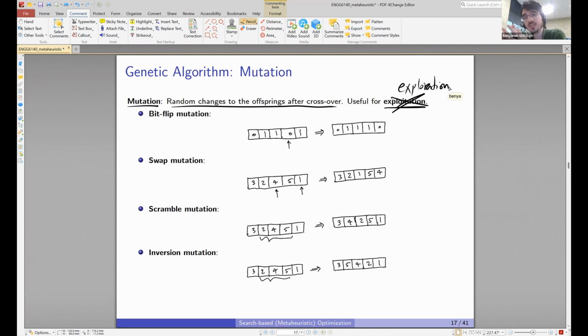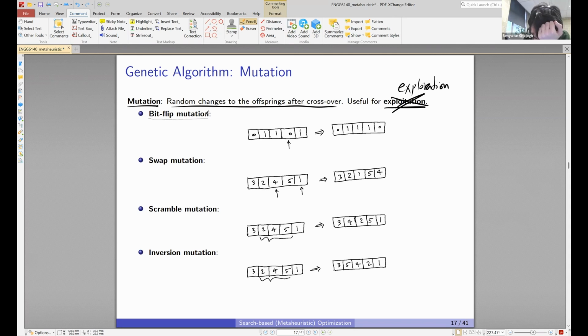What does it mean? It means that you have a child, but you also apply some random change in it for mutation, so it goes further away in the landscape, so it can search some maybe unseen areas in the optimization landscape. So it's good for exploration. So we have different types of mutation.